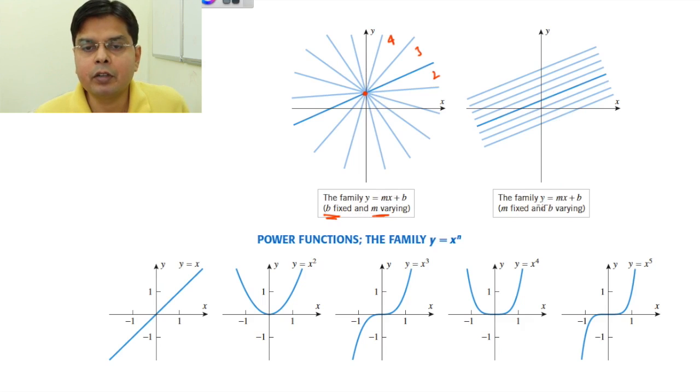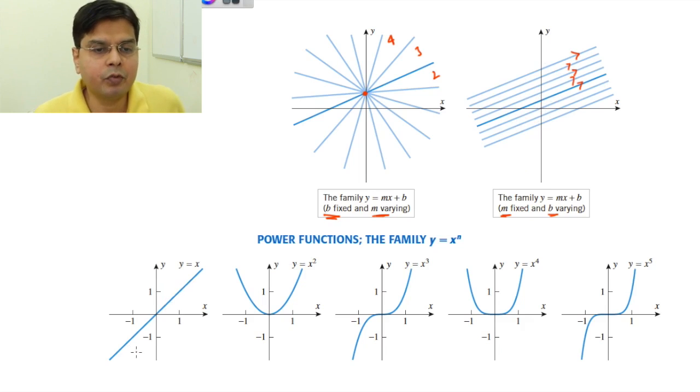Similarly, if I draw a family where y is equal to mx plus b, where m is fixed, that is, the slope is fixed but b is varying, then these are a set of parallel lines, and for each line this b is changing. So this is a family where m is fixed and b is varying.